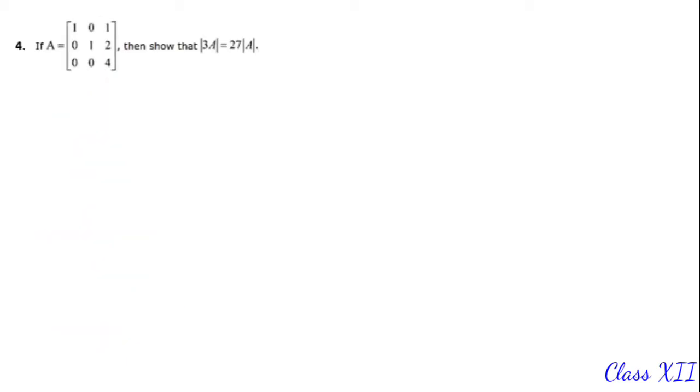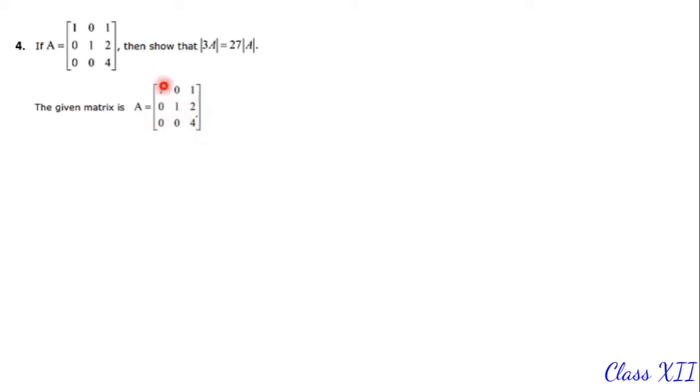Now we shall move on to question number 4. If A is equal to the matrix [1, 0, 1; 0, 1, 2; 0, 0, 4], then show that determinant 3A is equal to 27 into determinant A. First of all, we have to write the given matrix, that is A is equal to [1, 0, 1; 0, 1, 2; 0, 0, 4].